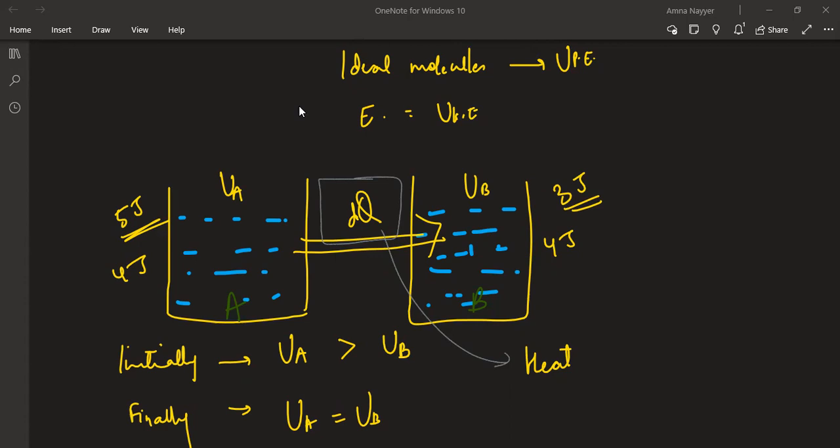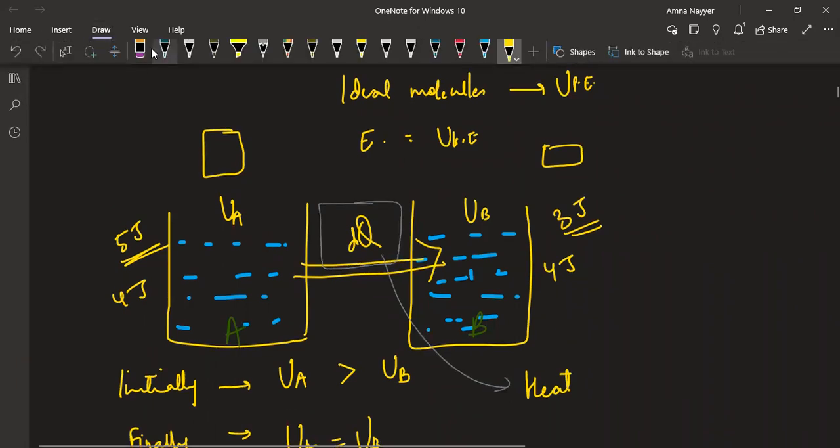Yes, Tarif. See here, two containers I have taken. One is having extra energy, and this is having a lesser energy. This is entire 5 joules. This is 3 joules. So to make them equal, how can you make them equal? Take it in this way.